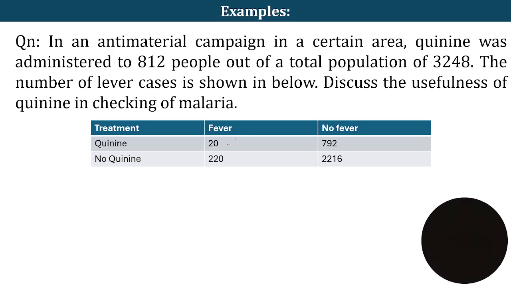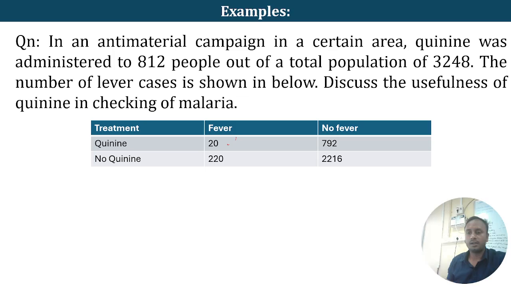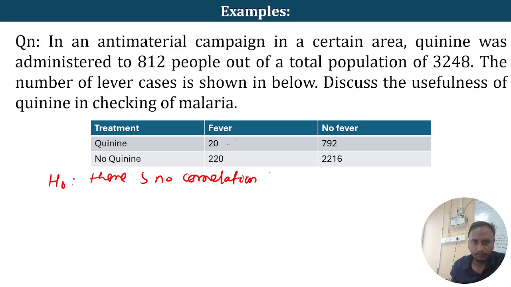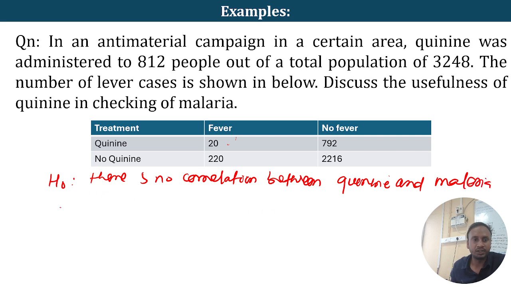What will be the null hypothesis? Can anyone tell? There is no correlation between quinine and malaria. Alternative will become: there is a relation.